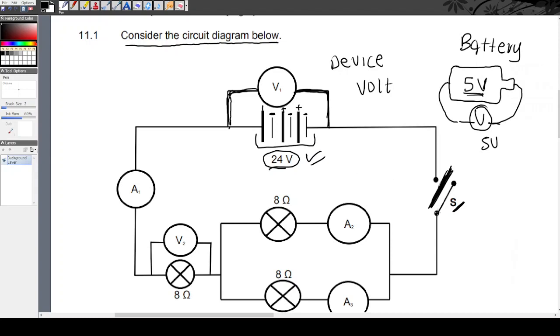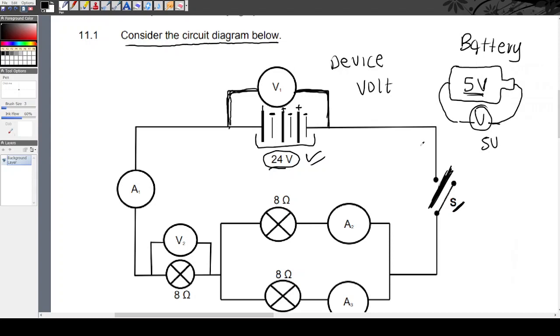But once the circuit is closed, we no longer have 24 volts, because this 24 volts starts being used by these three resistors. I hope it makes sense. But because there's no current flowing in this circuit, there won't be any change in the 24 volts. So hence V1 will read 24 volts. I hope that part is clear.